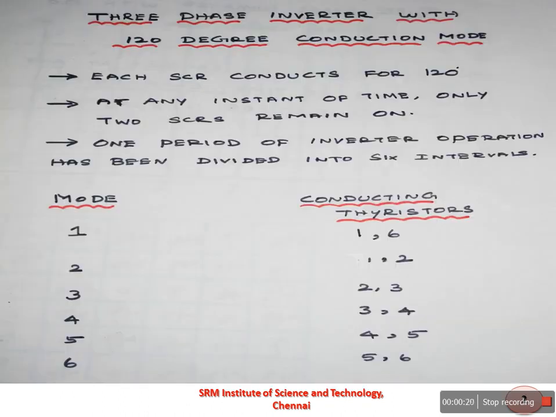In this type of conduction mode, each SCR conducts for a 120-degree duration. At any instant of time, only two SCRs remain on. In this case, one period of inverter operation is divided into 6 intervals, or simply 6 modes. The modes are mode 1, mode 2, mode 3, mode 4, mode 5 and mode 6.